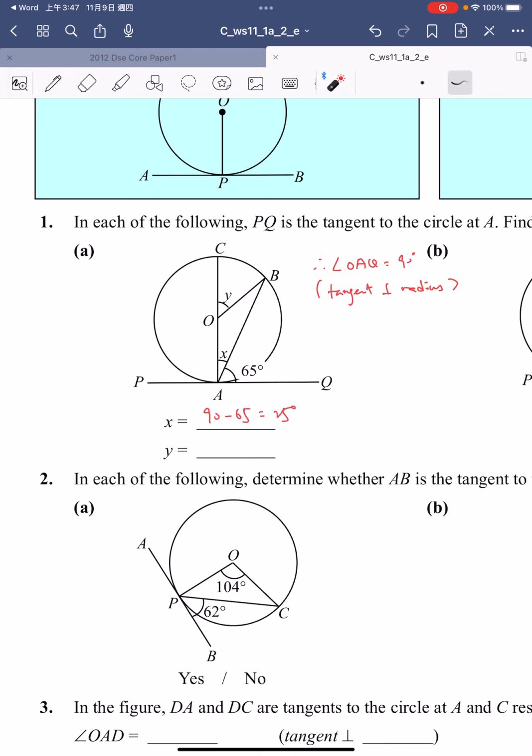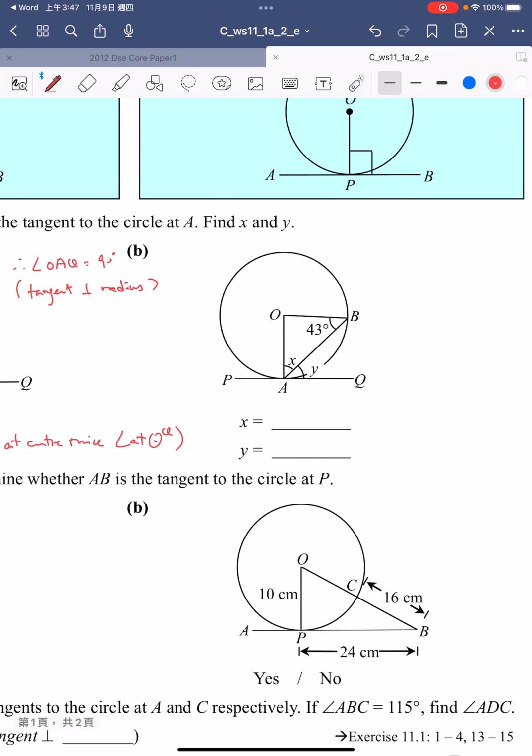And then y is the angle at the center, and x is the angle at the circumference. They're looking at the same arc BC, so we can say that y is equal to 2x, which is equal to 50 degrees, by using the angle at the center twice the angle at the circumference.